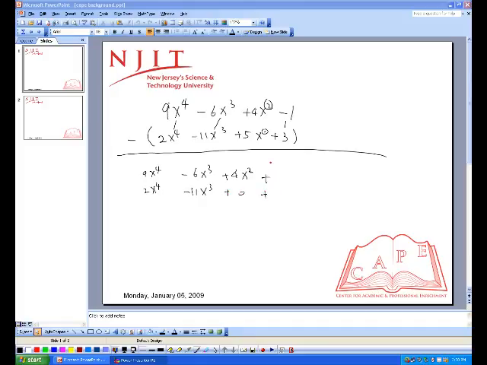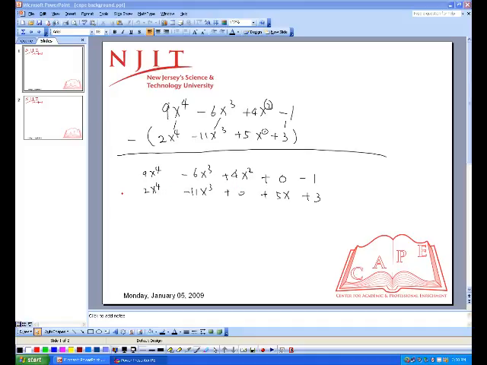Now in the second polynomial you have 5x, but in the first polynomial you don't have anything with x as its power, as its term, so it's 0, so minus 1 and plus 3. Okay, so see how I get this.